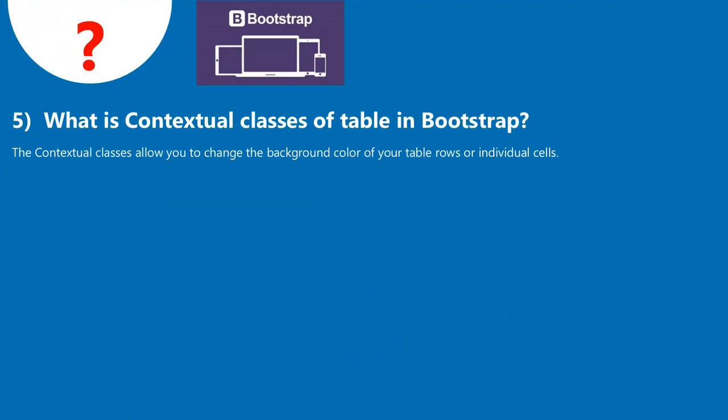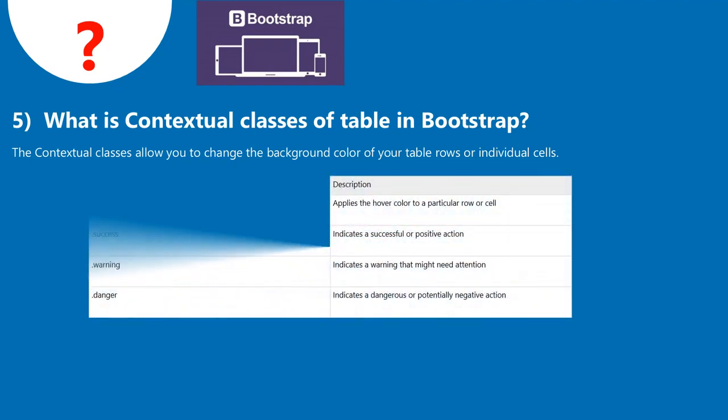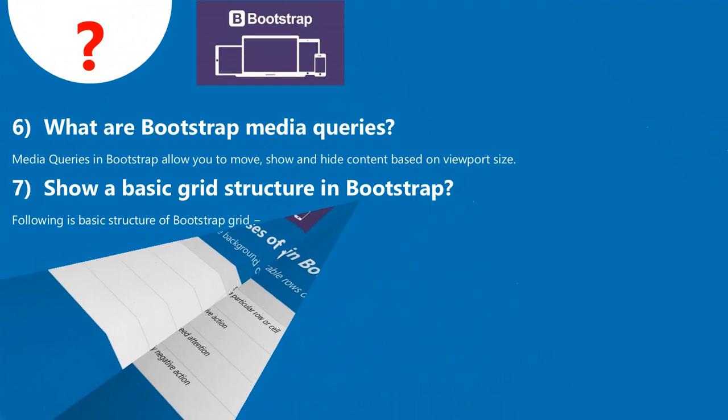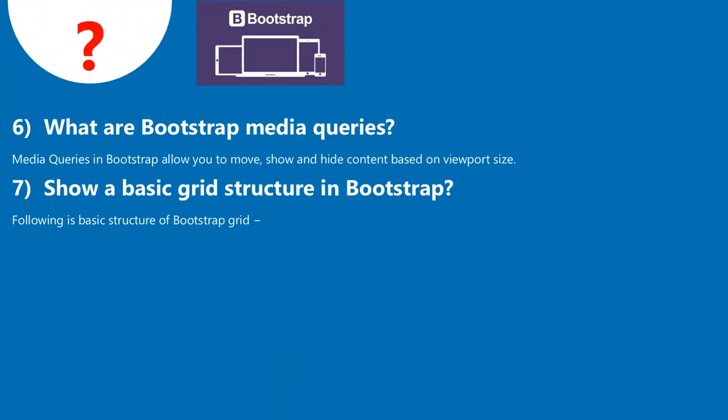5. What are contextual classes of table in Bootstrap? The contextual classes allow you to change the background color of your table rows or individual cells. 6. What are Bootstrap media queries? Media queries in Bootstrap allow you to move, show and hide content based on viewport size.